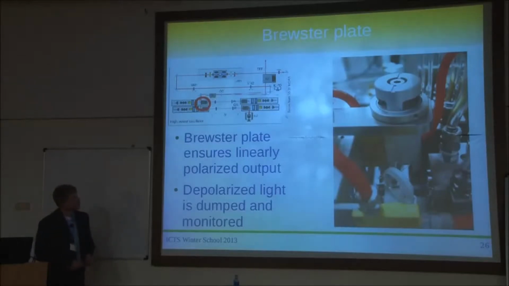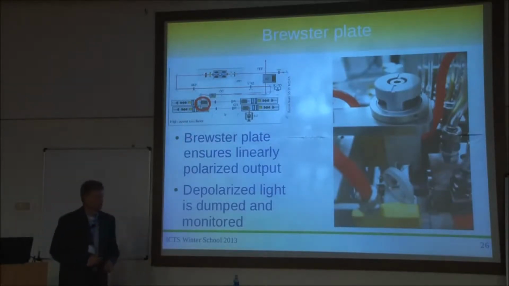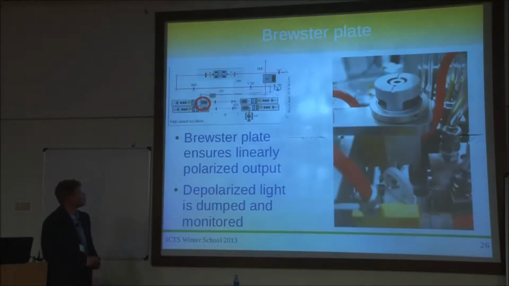So just quickly, for this oscillator, we also have to ensure that the light is linearly polarized, and that's why we just add a Brewster plate. So it's a coated window here, and the S polarization just goes through, so the S polarized light can make its round trip in that device here.